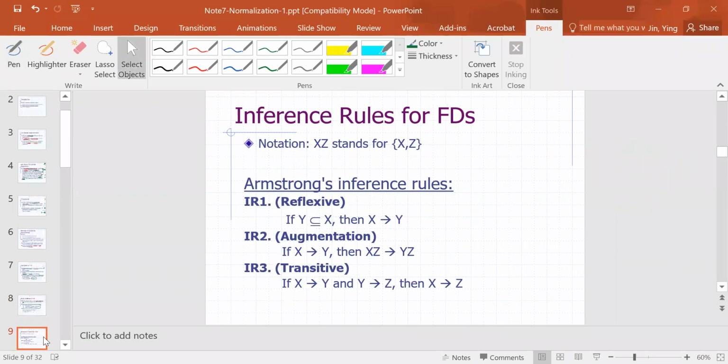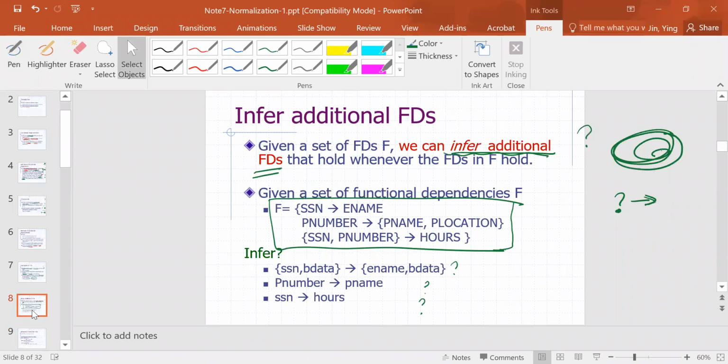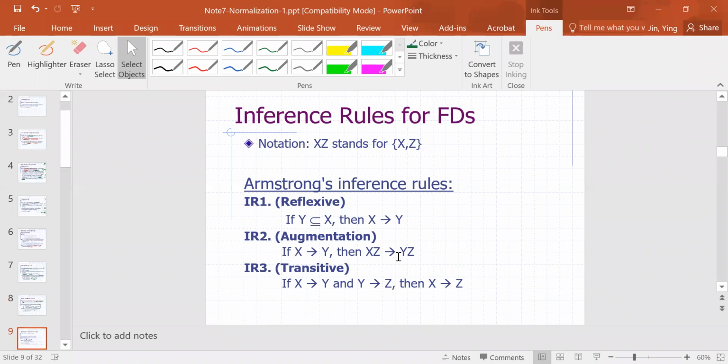The way to know it is we can use something called inference rules. Those inference rules allow us, for a given set of functional dependencies, to know whether we have those functional dependencies or not. And we have a total of 6 inference rules.